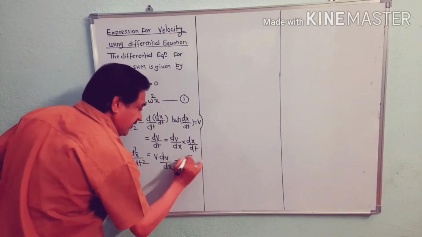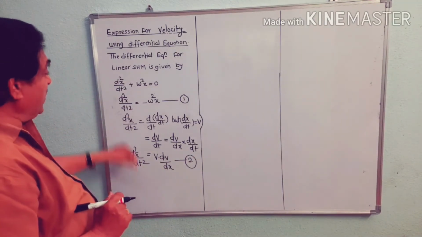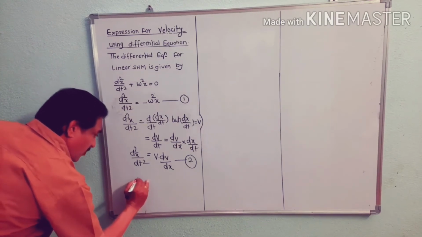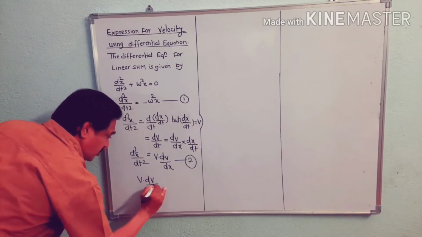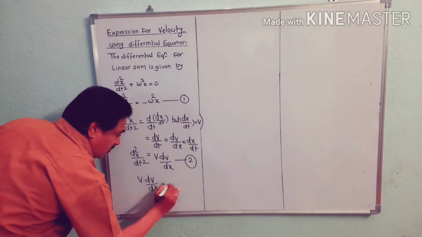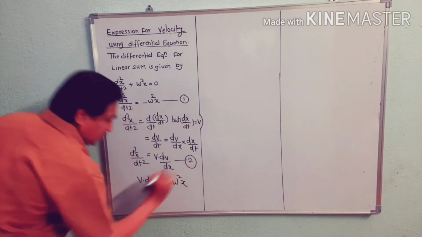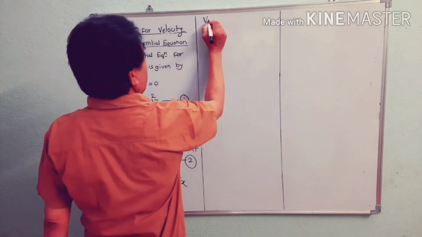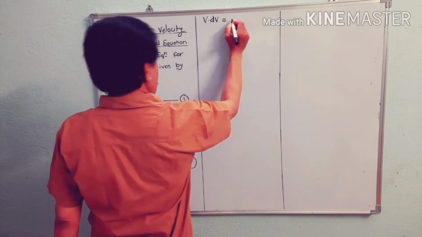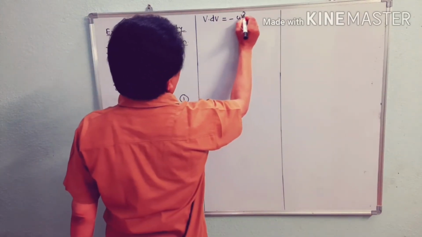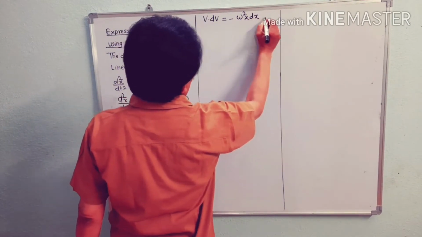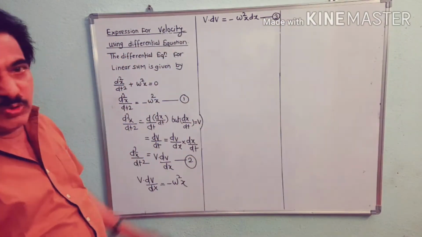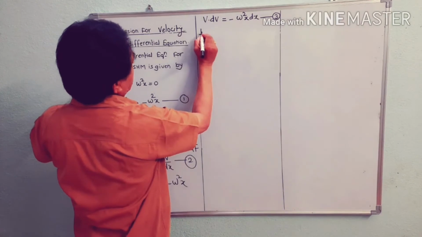This is the value of d2x upon dt square. Then substitute this value in equation number 2. v into dv by dx is equal to minus omega square x. dx comes to this side. Rearranging the terms, v into dv is equal to minus omega square x dx. This is equation number 3. Integrating both sides of this equation.